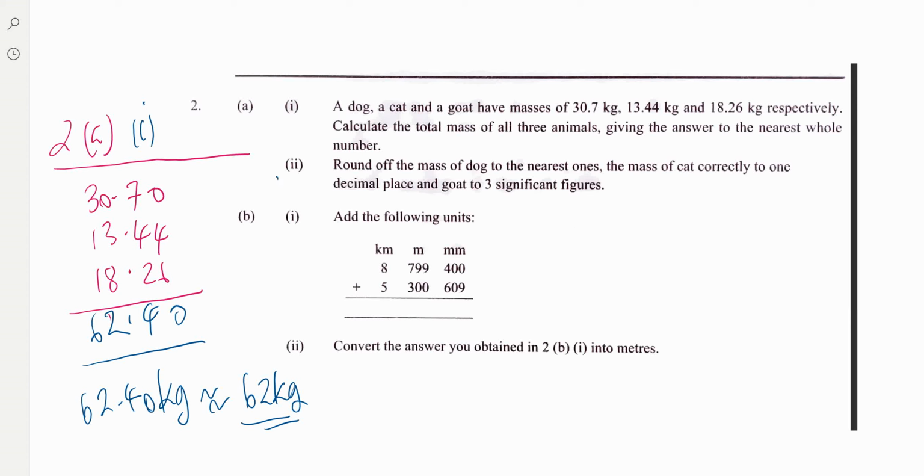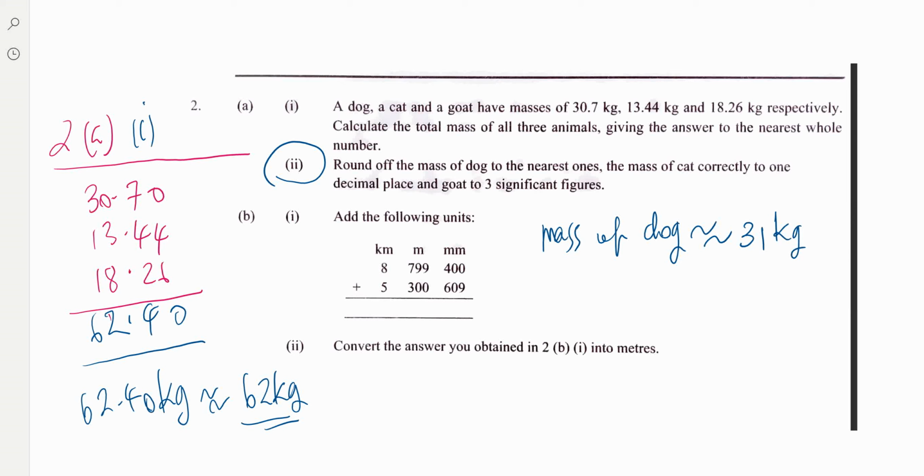Going to 2A part 2, round off the mass of dog to the nearest ones. So mass of dog is approximately equal to 31 kg. That is corrected to ones.